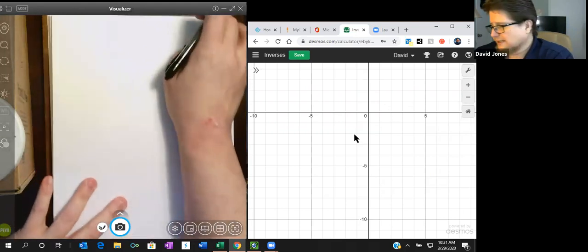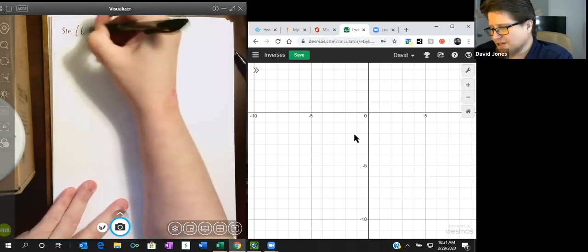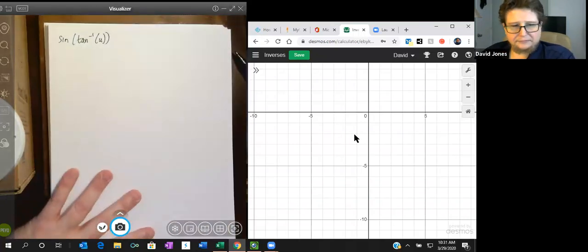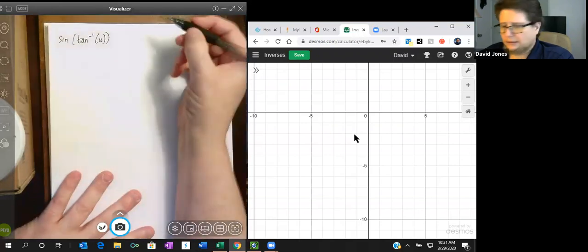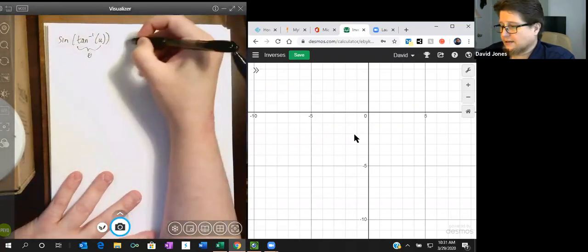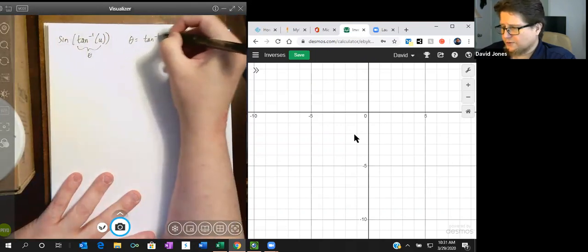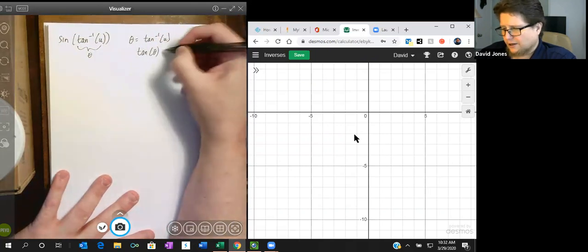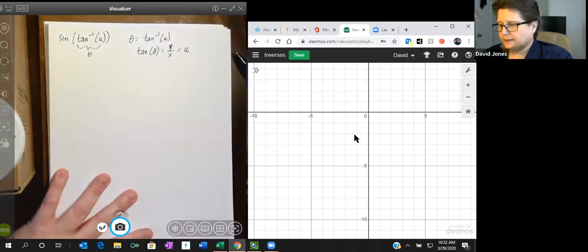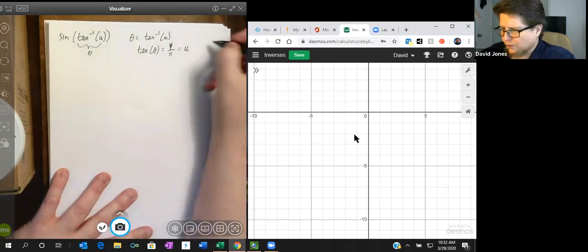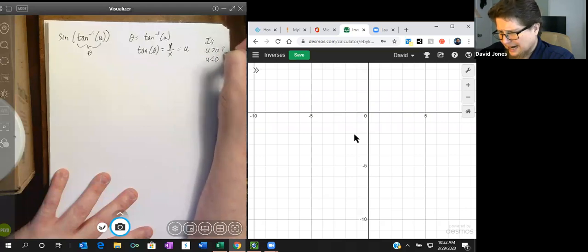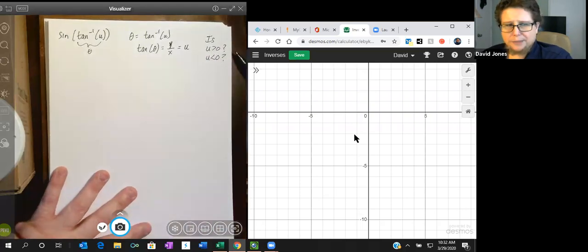I've got sine of tangent inverse of u. We're going to do what we did before. We're going to call that theta. So theta equals tangent inverse of u. And tangent theta, recall, is y over x, is u. I don't know, is u greater than 0? Is u less than 0? I don't know. Which means my picture has a couple options.